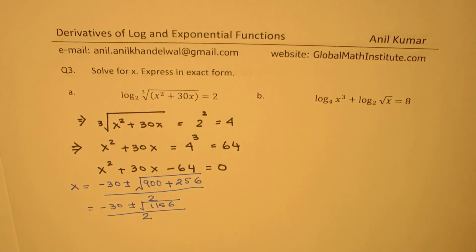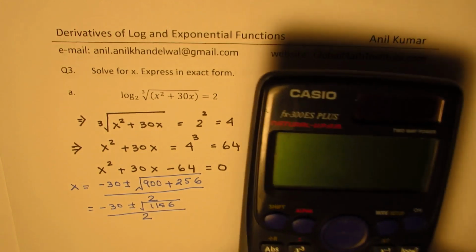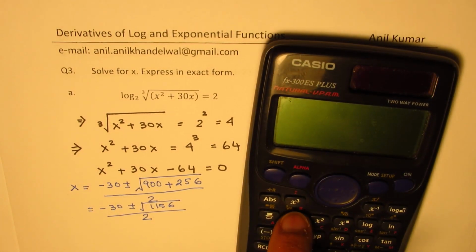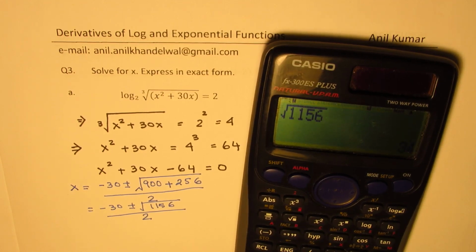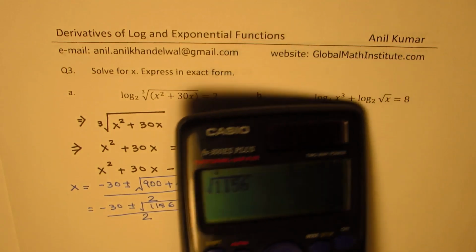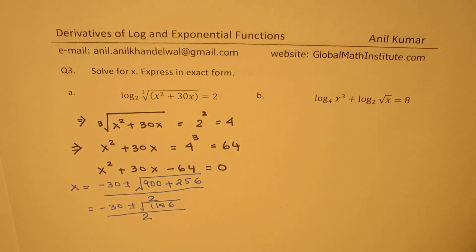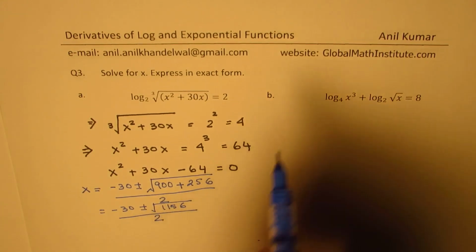Now, if the calculator is allowed, you can easily do this calculation. Let me show you what the square root of 1156 is. So we have the square root of 1156 equal to 34, right? But if the calculator is not allowed, then how are you going to do it? That is the question. We have different techniques of finding this out.